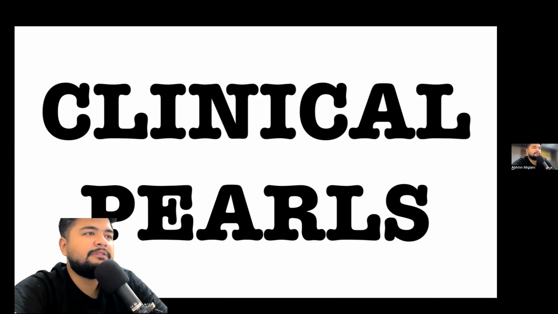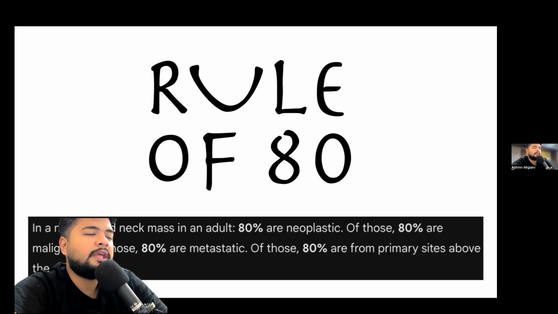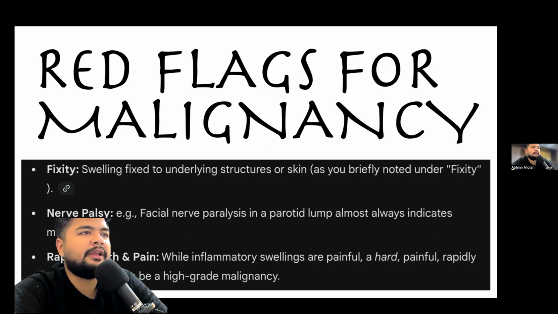So the clinical pearls we'll be discussing in this presentation, the rule of 80. In a non-thyroid neck mass in an adult, 80% are neoplastic. Of those, 80% are malignant. Of those, 80% are metastatic. Of those, 80% are from primary sites above the clavicle.